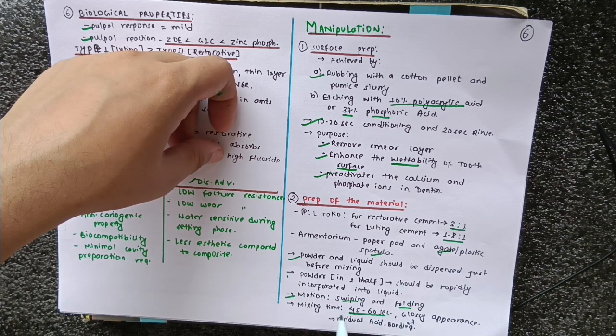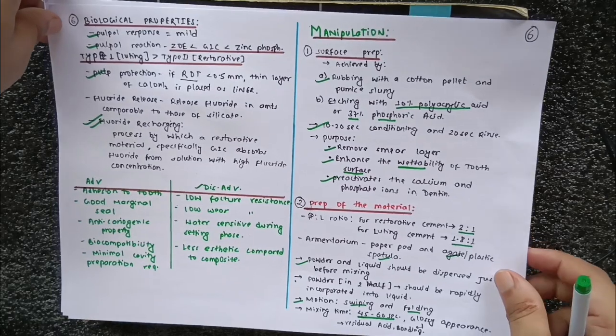After mixing there will be a glossy appearance of the GIC. So this glossy appearance has its own significance. It means that there is a presence of residual polyacrylic acid. Residual polyacid is present there, which can aid in the proper bonding of the GIC to the tooth structure. So that is the significance of the glossy appearance of the GIC.